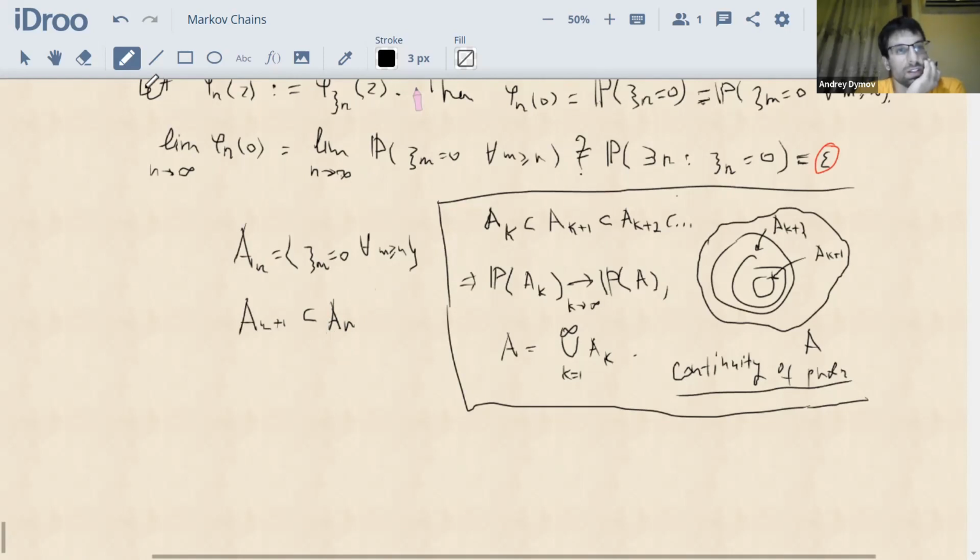Okay, very nice. Then I'll just slightly change my picture, because the continuity of probability also works in the different direction.